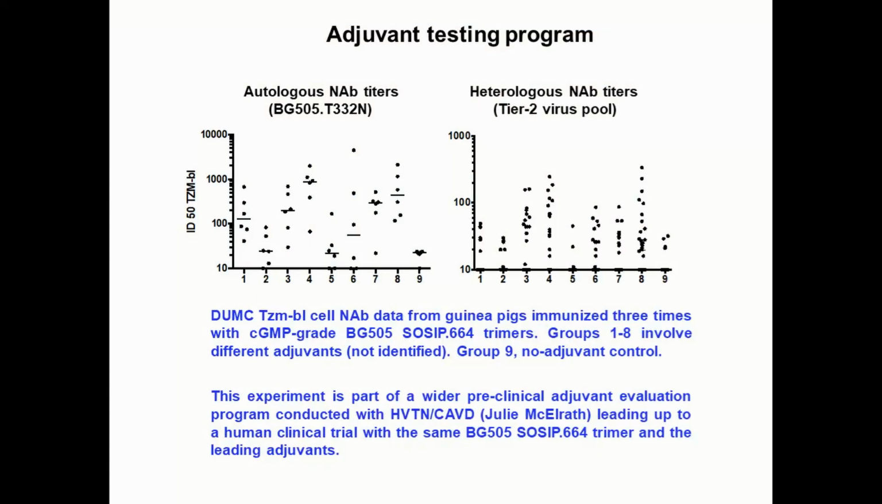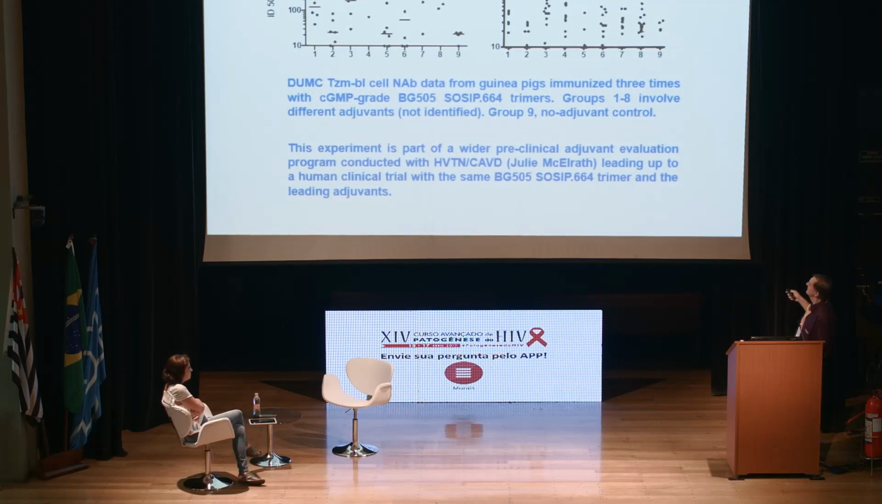We have an adjuvant testing program. I said we're working with Julie McElrath and companies. These are eight different adjuvants in rabbits. These are the autologous antibody titers. This is guinea pigs, sorry. These are the autologous antibody titers, and these are cross-neutralizing tier 2 titers. So some adjuvants are better than others, and that might be important.